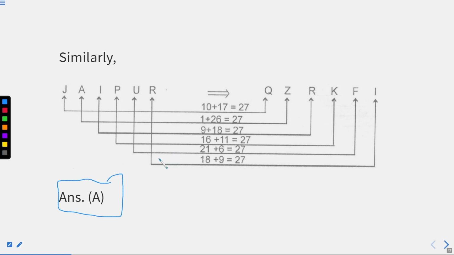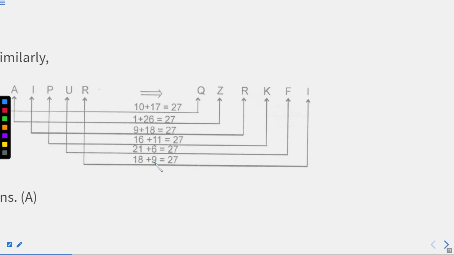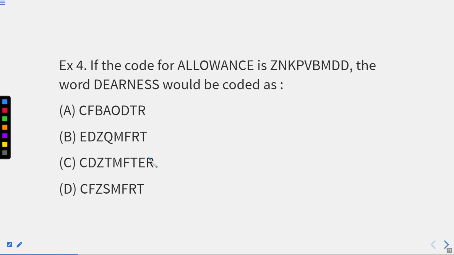Now we'll move to our next concept with the help of our next question, as I mentioned earlier as well. So first I'll read the question. If the code for the word ALLOWANCE is Z, N, K, P, V, B, M, D, D, then what will be the code for the word DEARNESS?